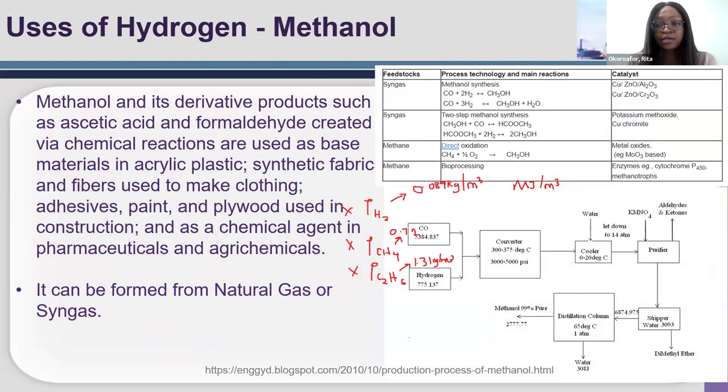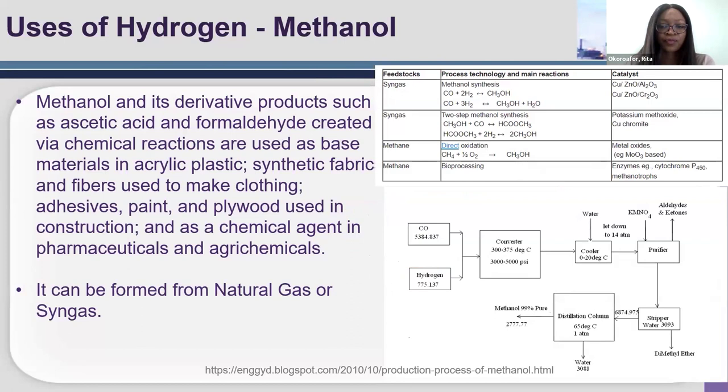Another use of hydrogen is in preparing methanol. Methanol is a very versatile product used in different industries. Methanol and its derivative products, acetic acid and formaldehyde, are used as base materials for acrylic plastics, synthetic fabric, fibers to make clothing, adhesives, paint, and plywood. So it's used in many, many industries. It can be formed either from natural gas or from syngas. Methanol from syngas involves combining CO, carbon monoxide, with hydrogen, as we can see here. That enables us to generate the methanol. So this is where hydrogen comes in the production of methanol.